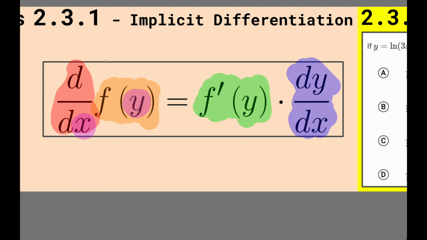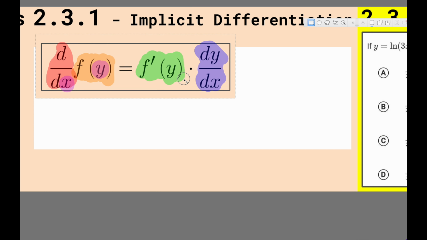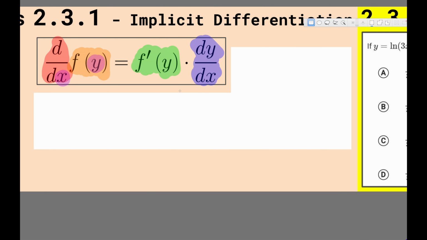Just going to move this up really quick so I have some room. I'm going to shrink it down a little bit. Put it right here. Okay, to kind of prove this, I'm going to show it in the following way.